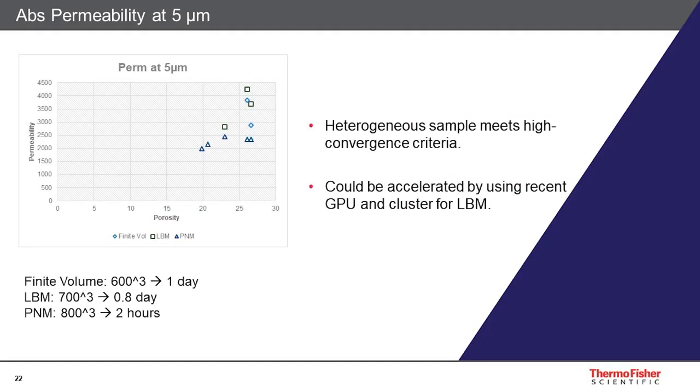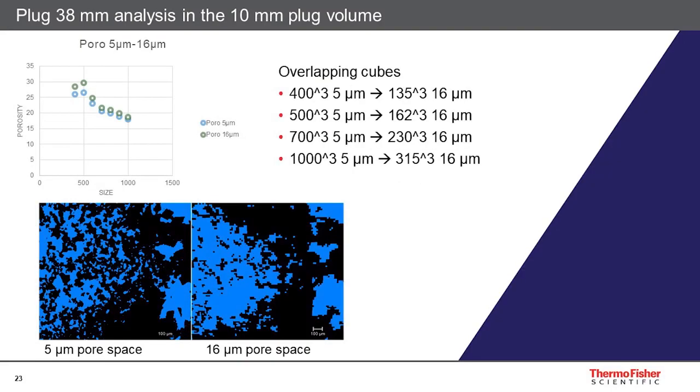This graph shows the absolute permeability results of the subplug at 5 micron. As this is a heterogeneous sample, we have increased the convergence criteria, thus computation time is important. Note that by using the Lattice-Boltzmann method, this could be accelerated by increasing the number of computation nodes. This graph shows the porosity values and equivalence between the same volumes, but at different resolutions. Obviously, porosity discrepancies decrease as volume size increases.